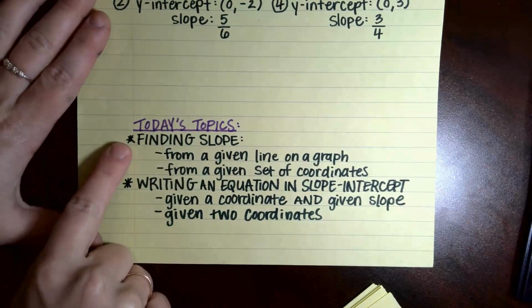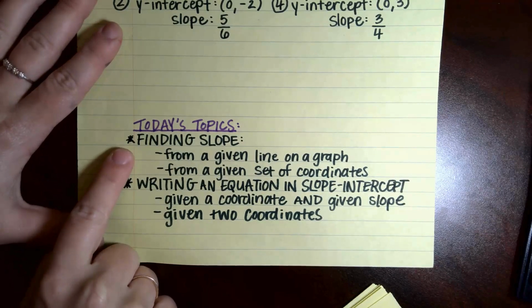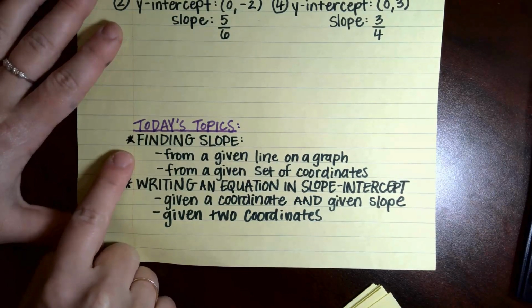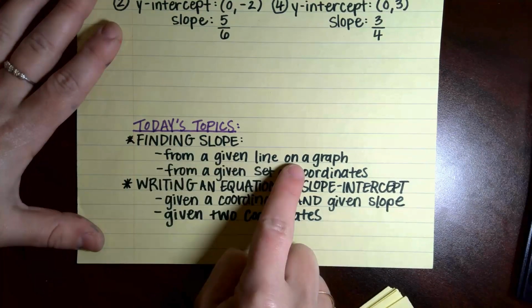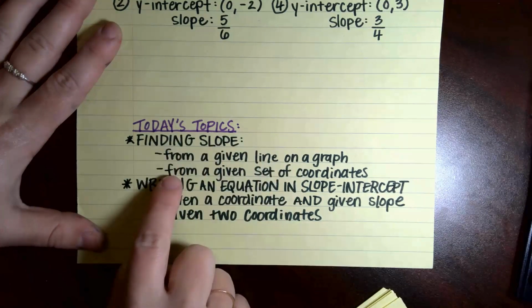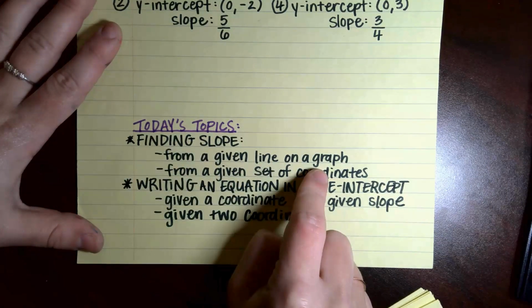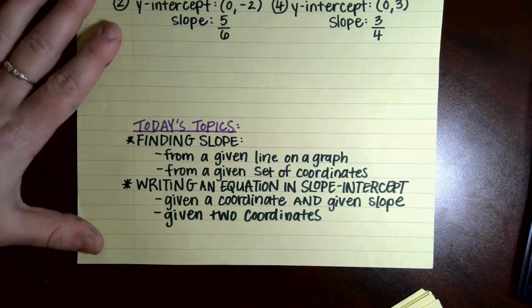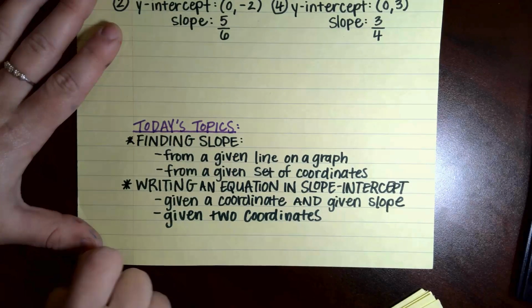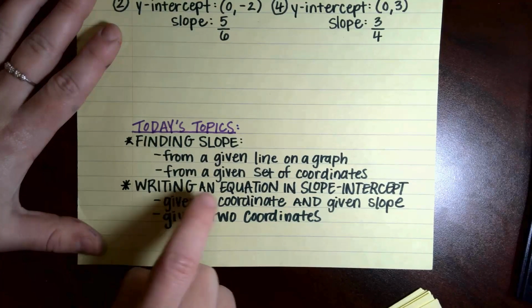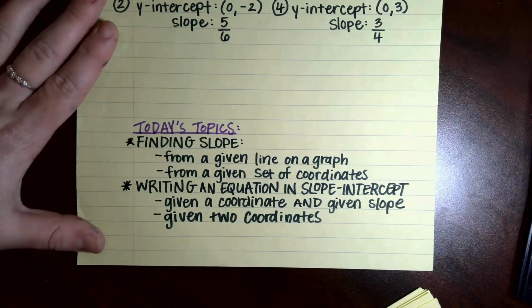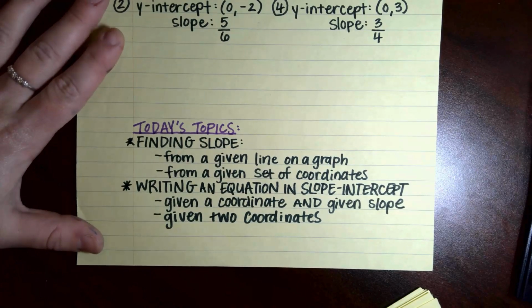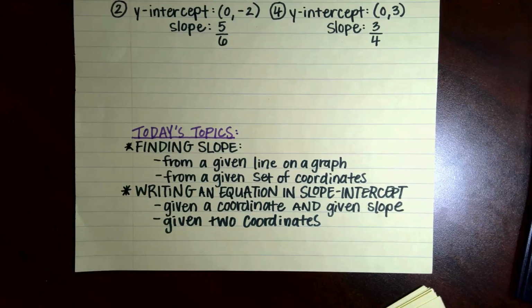We are going to learn how to find slope. So we're going to have some problems where we don't know what the slope is, and we're going to be able to find it from just looking at a line on a graph or from a set of coordinates that we might be given. Then the next thing we're going to do today is learn how to write an equation in slope-intercept form, which is y equals mx plus b. And we'll learn how to do that in two different ways.